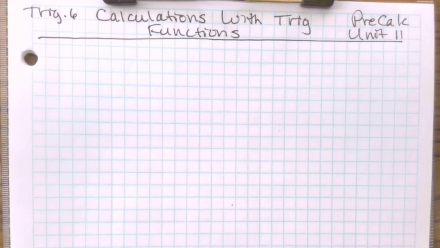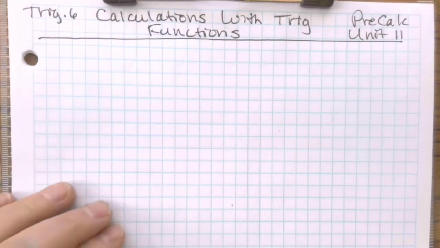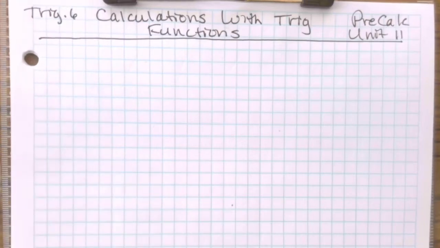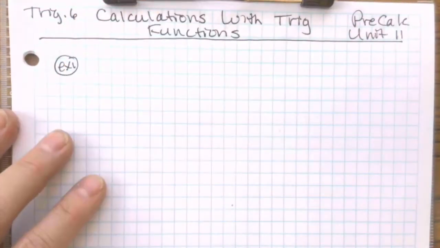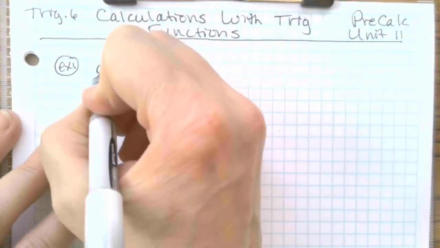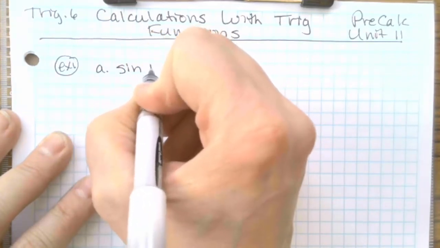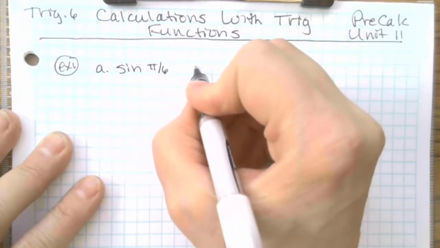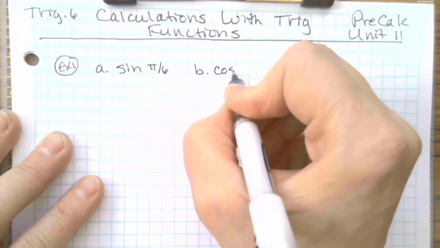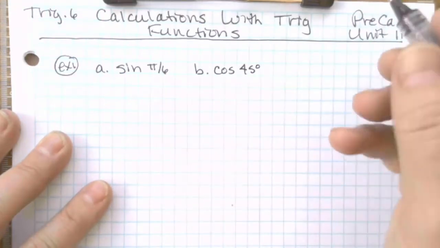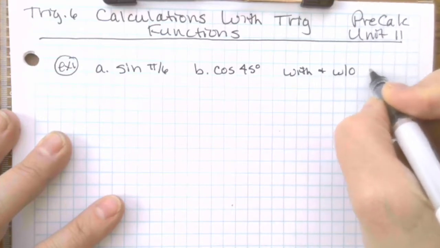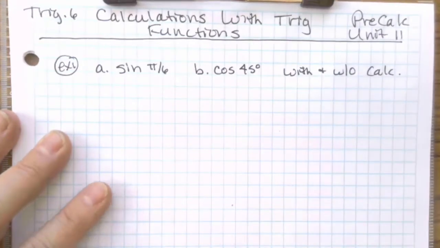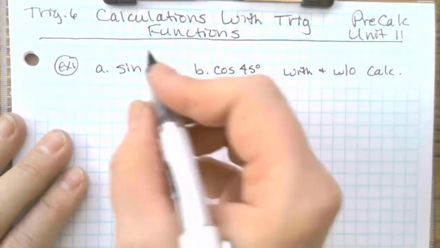Mainly what we're going to focus on is some of the different styles of questions that you're going to get in this next section. So we're going to go example by example and learn along the way. So our first one is given A, which is sine of pi over 6, obviously radians, B, cosine of 45 degrees. We're going to get values with and without a calculator. So let's start with A.